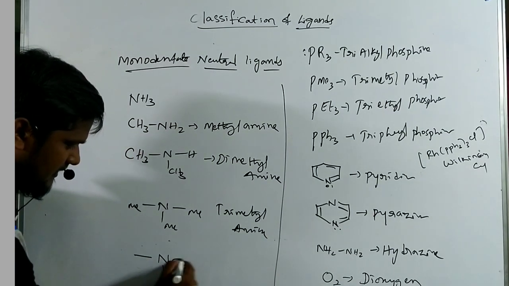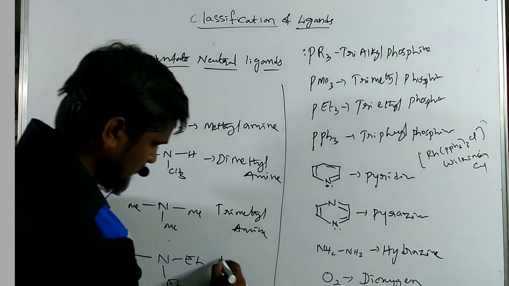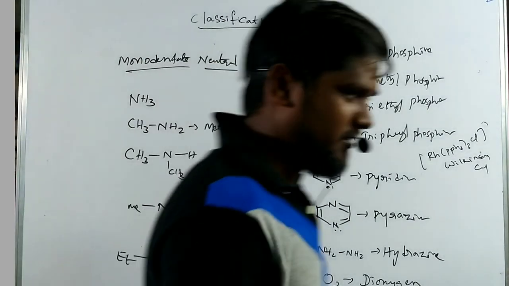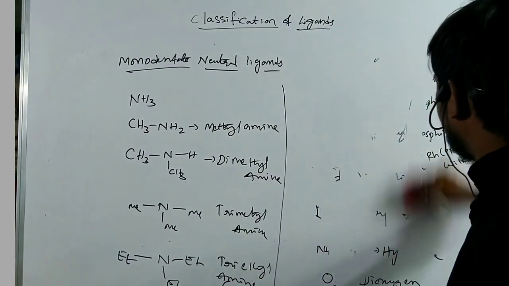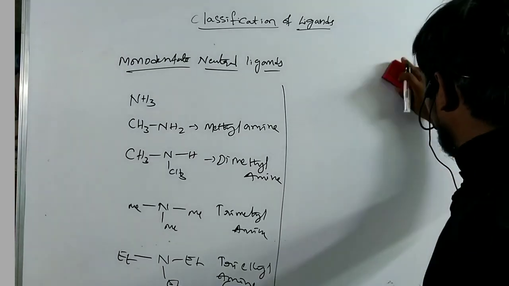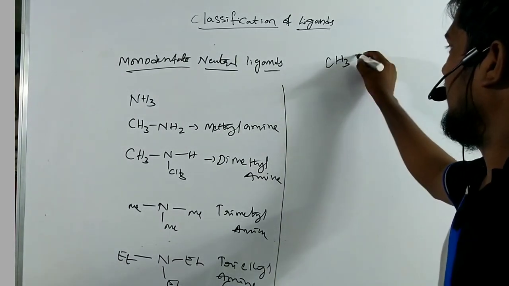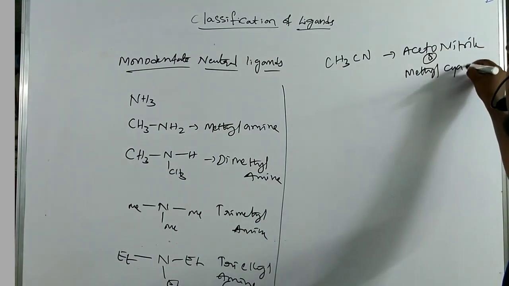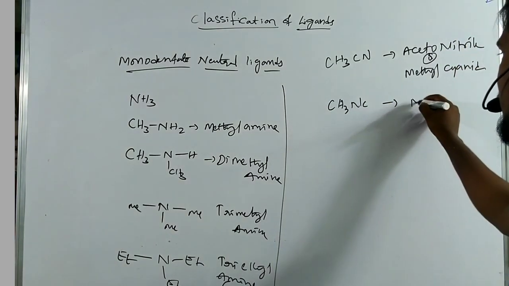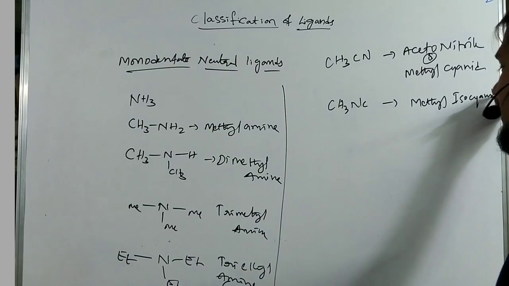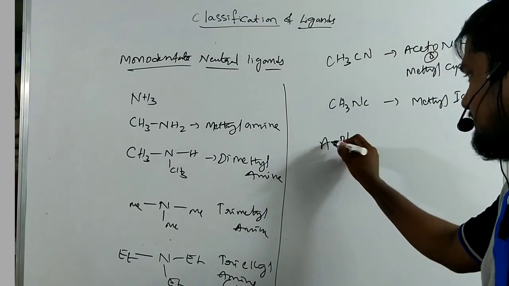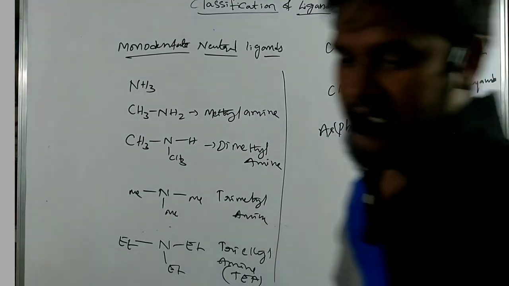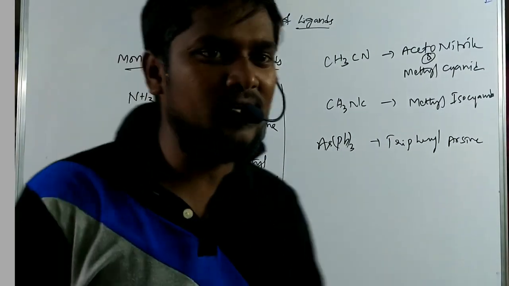Now, our best example is triethylamine, which is the best base. These are the neutral monodentate ligands. Again, some other neutral monodentate ligands are methyl cyanide, which is nothing but acetonitrile. CH3NC, methyl isocyanide. Again, triphenyl arsine, which is nothing but a triphenyl phosphine family. So these are the monodentate neutral ligands.